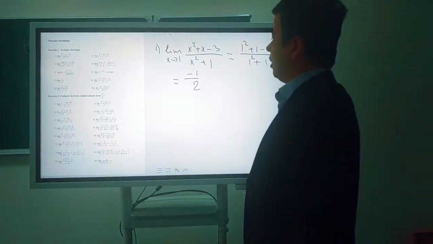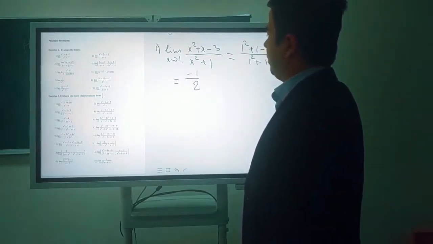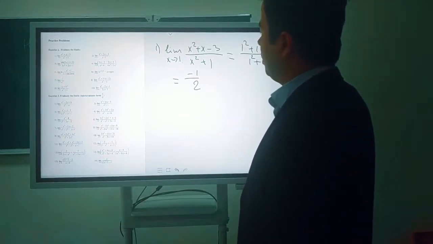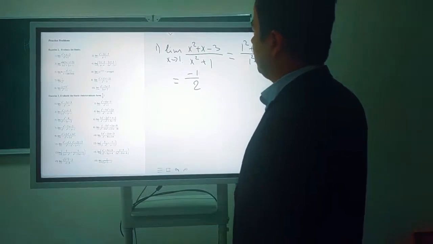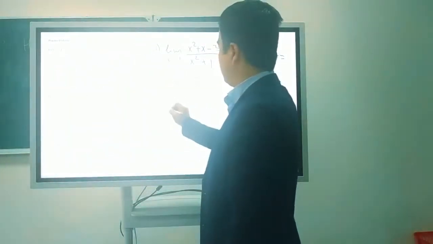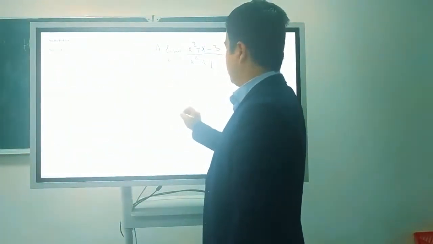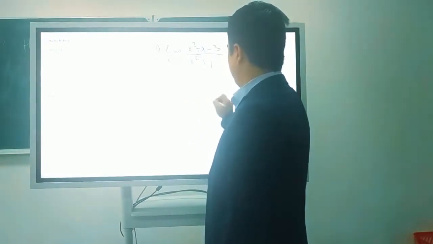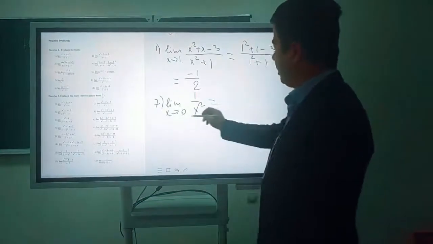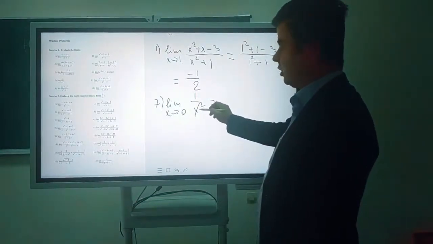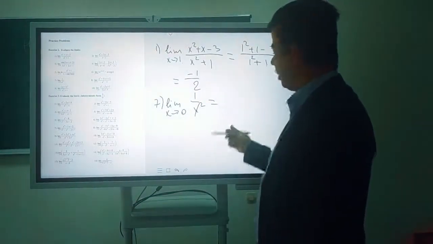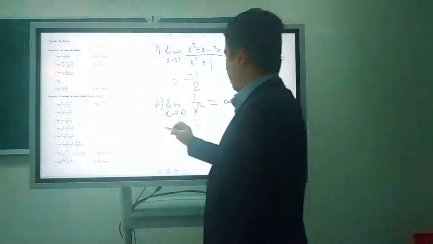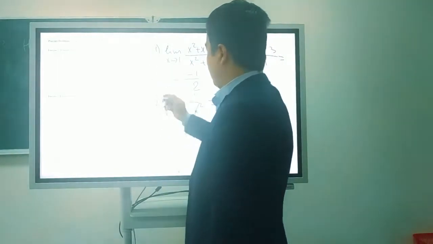And now, let's consider the next one. So, for example, here, this one, number 7. This is also not so hard to understand. 1 over x squared, when x tends to 0, the denominator tends to 0. 1 over 0, it is infinity. Very easy. So the next one, number 8 for example, or number 10.